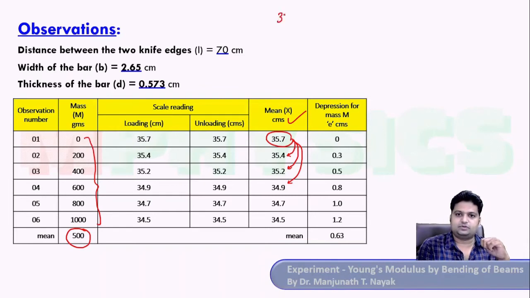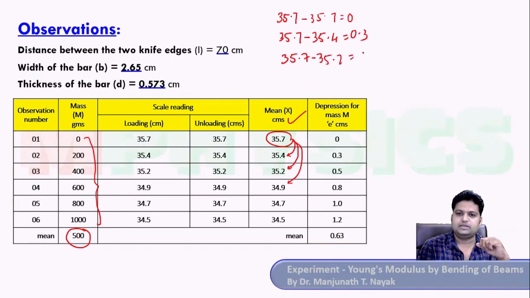Let me just do it for you. 35.7 will remain constant every time. 35.7 minus 35.7 will be 0. Next, 35.7 minus 35.4 will be 0.3. Then we have 35.7 minus 35.2 equal to 0.5, and so on. That way you will get all these values of depression. Then add them all up and divide by 6. You will get the mean value of depression.